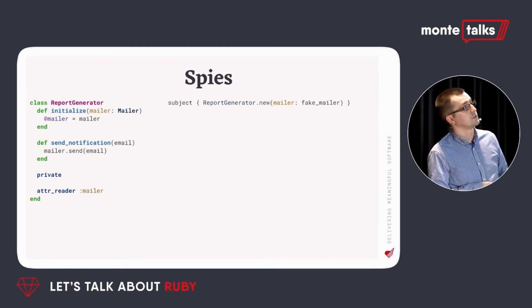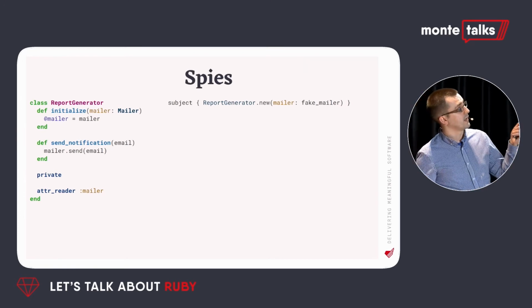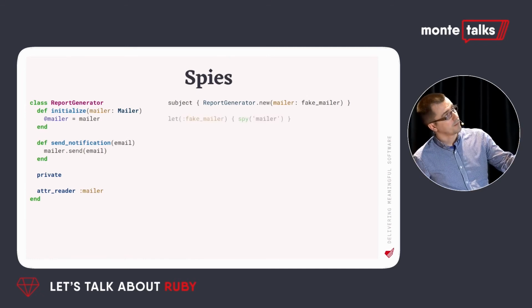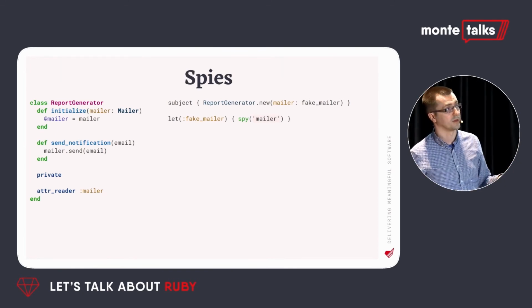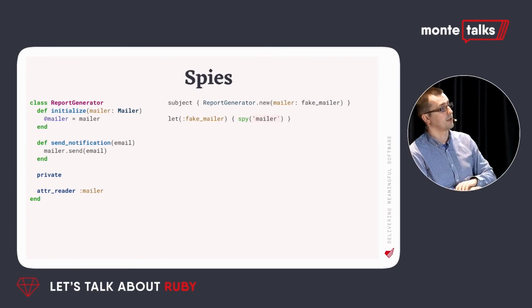Let's try to use a spy here. And our subject is, again, the report generator instance. In place of the real mailer, we provide a fake mailer. And this fake mailer we define using the spy method from RSpec. So it's not a double, not an instance double, and so on. We use a spy here.